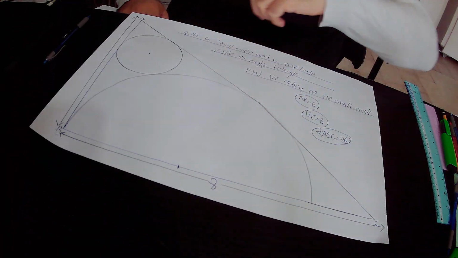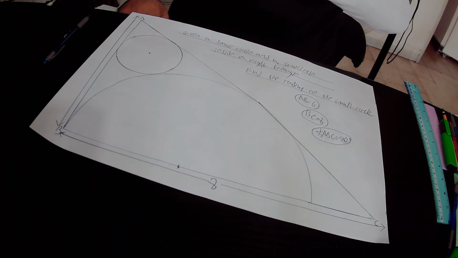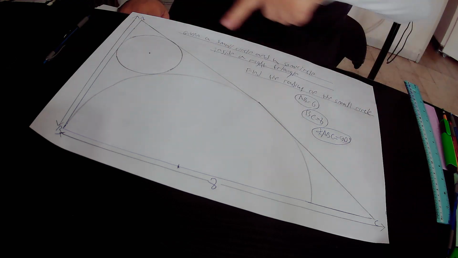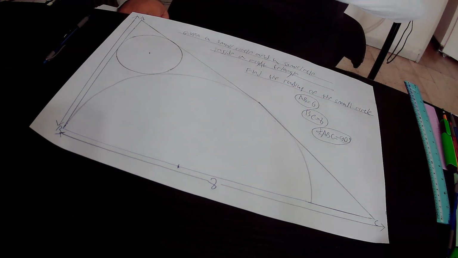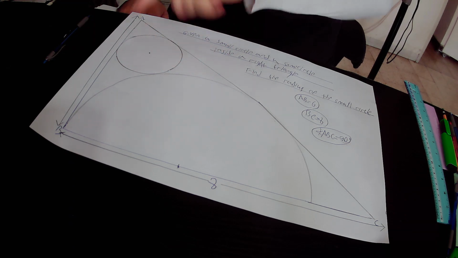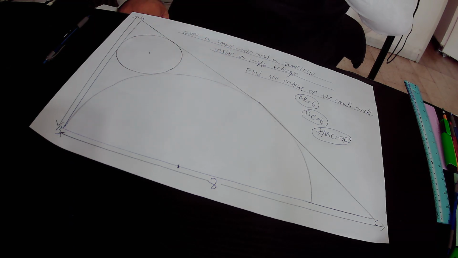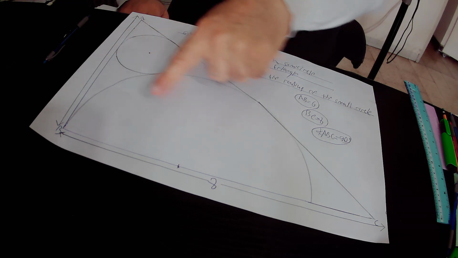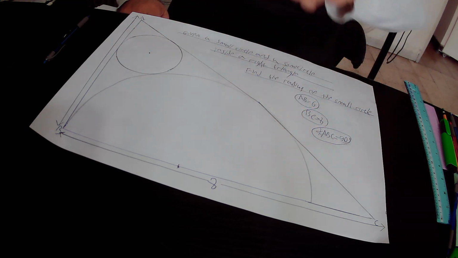Now in this lecture we'll find out the radius of the small circle. In the drawing we have a right triangle ABC. We know that side AB equals 5 units in length. Side BC equals 8 units in length.